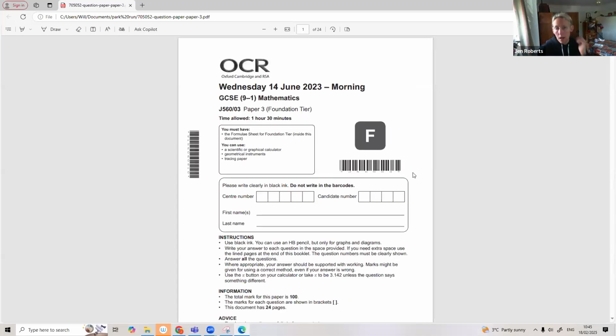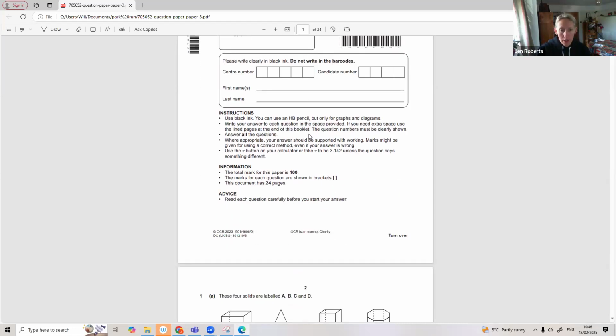Hi, this is the walkthrough paper for the foundation paper 3. It is a calculator paper and it's from the June 2023 series.